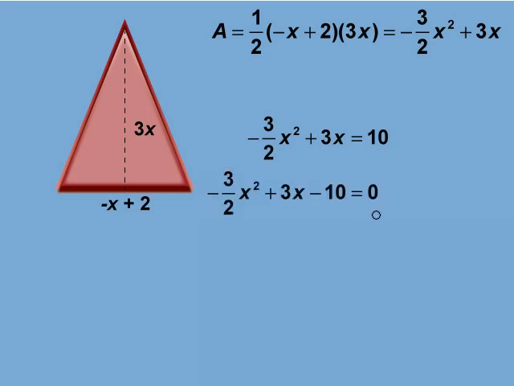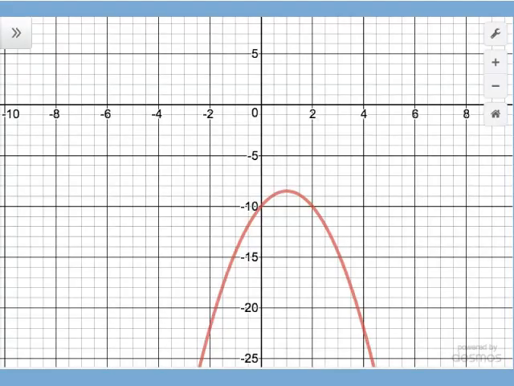This is the equation in standard form. Let's take a look at the graph of this function to see if it intersects the x-axis. Here is the graph. As you can see, the parabola doesn't intersect the x-axis. So there is no solution to this quadratic equation. So this triangle cannot have an area of 10.